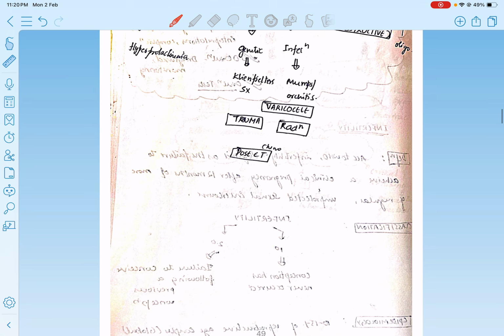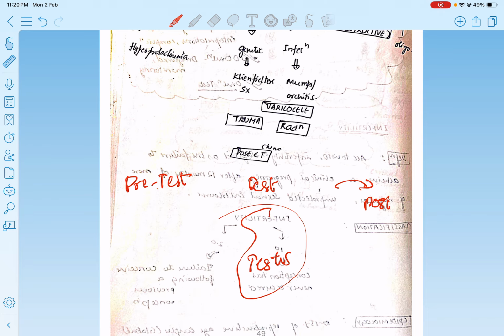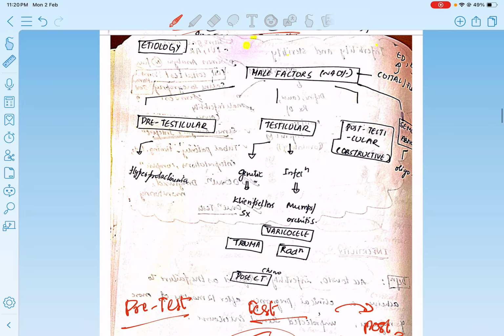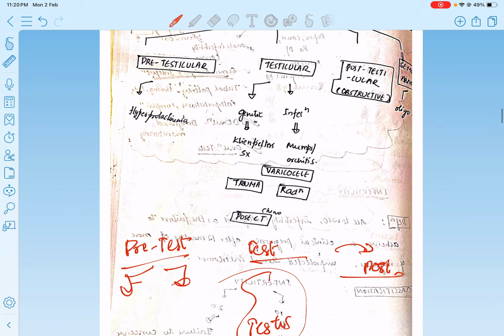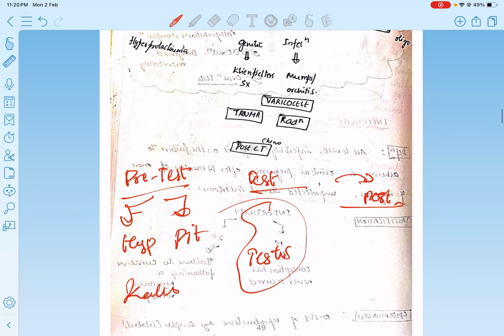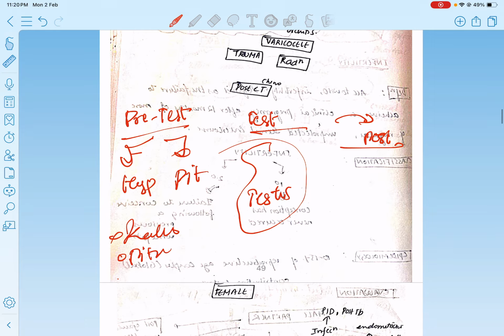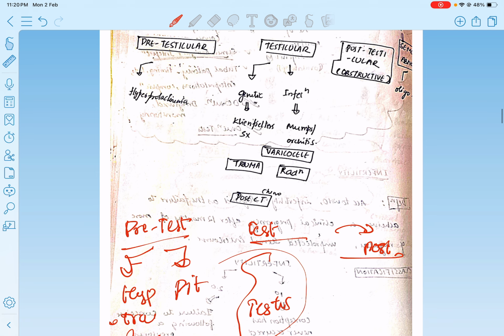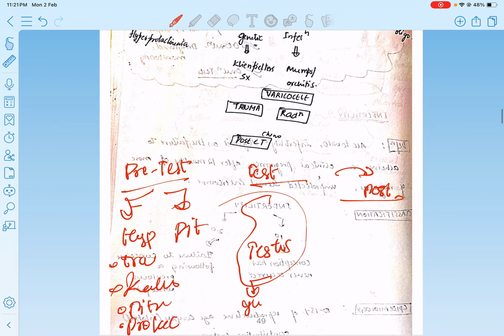Then again, main factors: how do you divide? First write the testis. You might have post-testicular, testicular and pre-testicular causes. Based on this you need to divide and mention accordingly. See, I have mentioned here. You can divide it into hypothalamus and also pituitary. You can mention Kallmann syndrome, pituitary tumors, prolactinoma or any trauma. A major thing is you have to talk about genetic conditions like Klinefelter syndrome and also infections, mumps or orchitis, and these things.